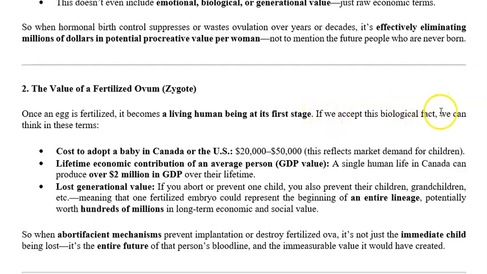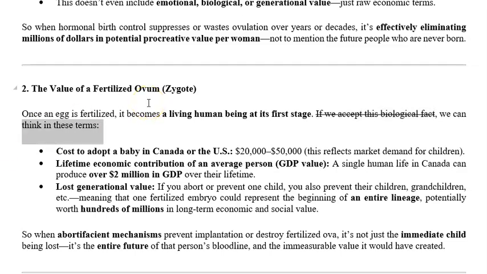If we accept this biological fact, which is true, I don't know why we should put this here. Why are we even putting this here? Let me cross this out. Oh yeah, over here.